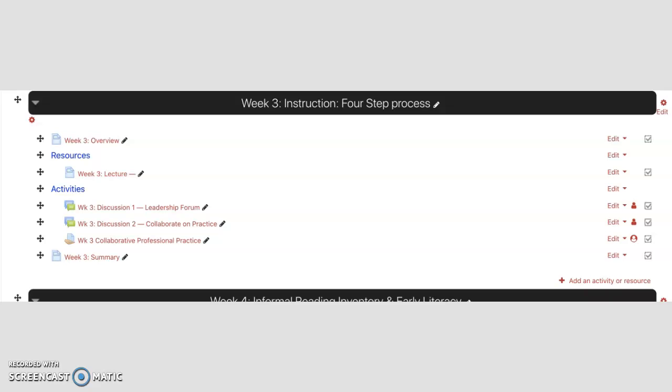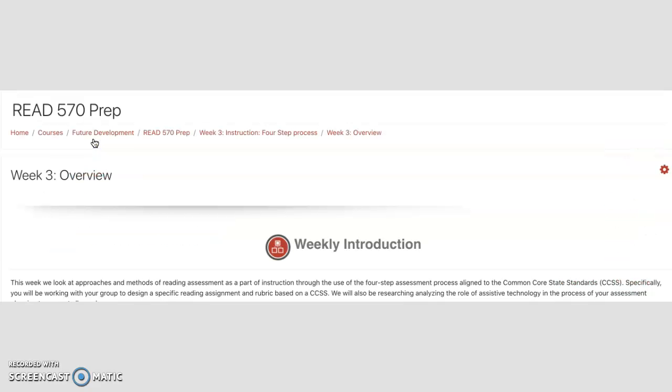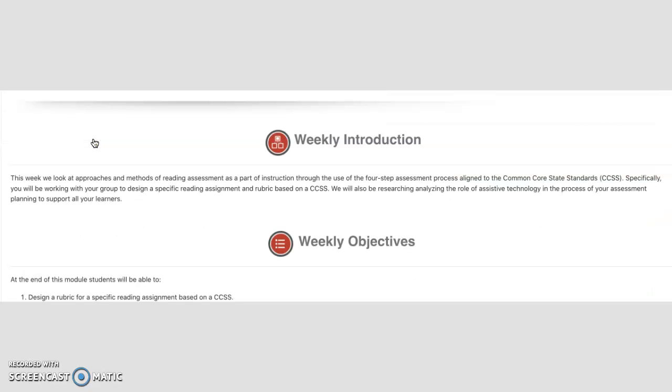This week is a lighter week than last week. We will be continuing what we started last week, and continuing our discussion around the use of technology to assist in the assessment and support of students, as well as developing reading assignments and assessments that really support the 4-step assessment process aligned to our Common Cores.